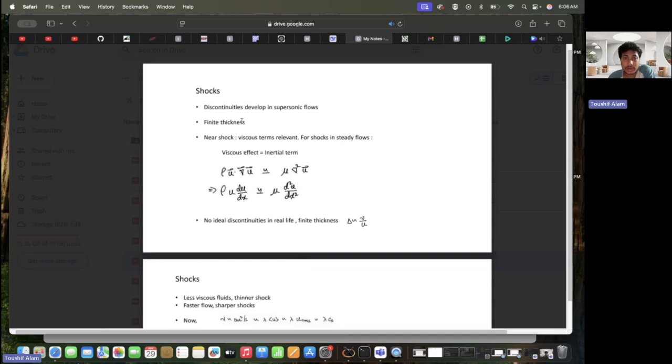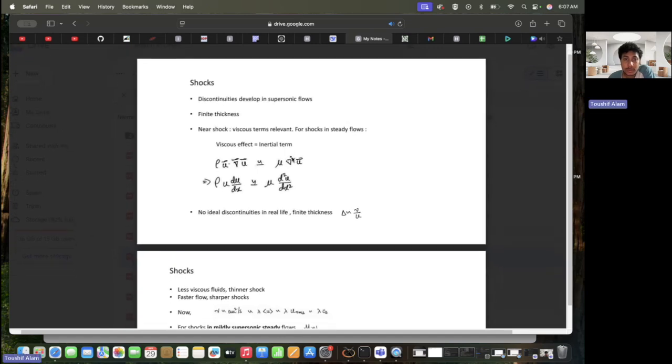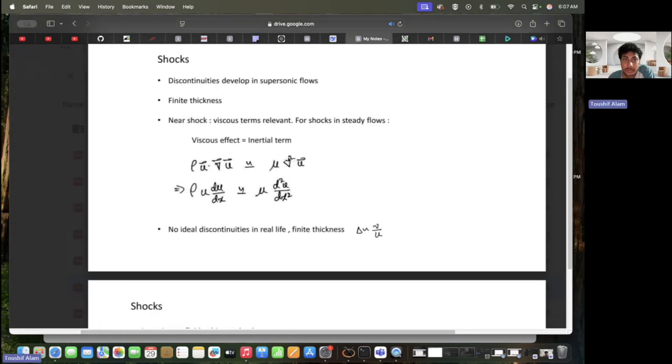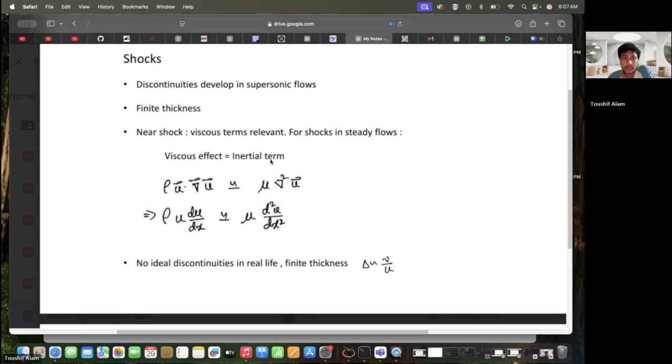So basically, shocks are discontinuities that develop in supersonic flow. They have some finite thickness, and near the shock the viscous terms are relevant. For shocks in steady flows, the viscous effect is approximately equal to the inertial term. So rho u dot del u is approximately mu del square u. So rho u times du dx is approximately mu times d2u dx2.